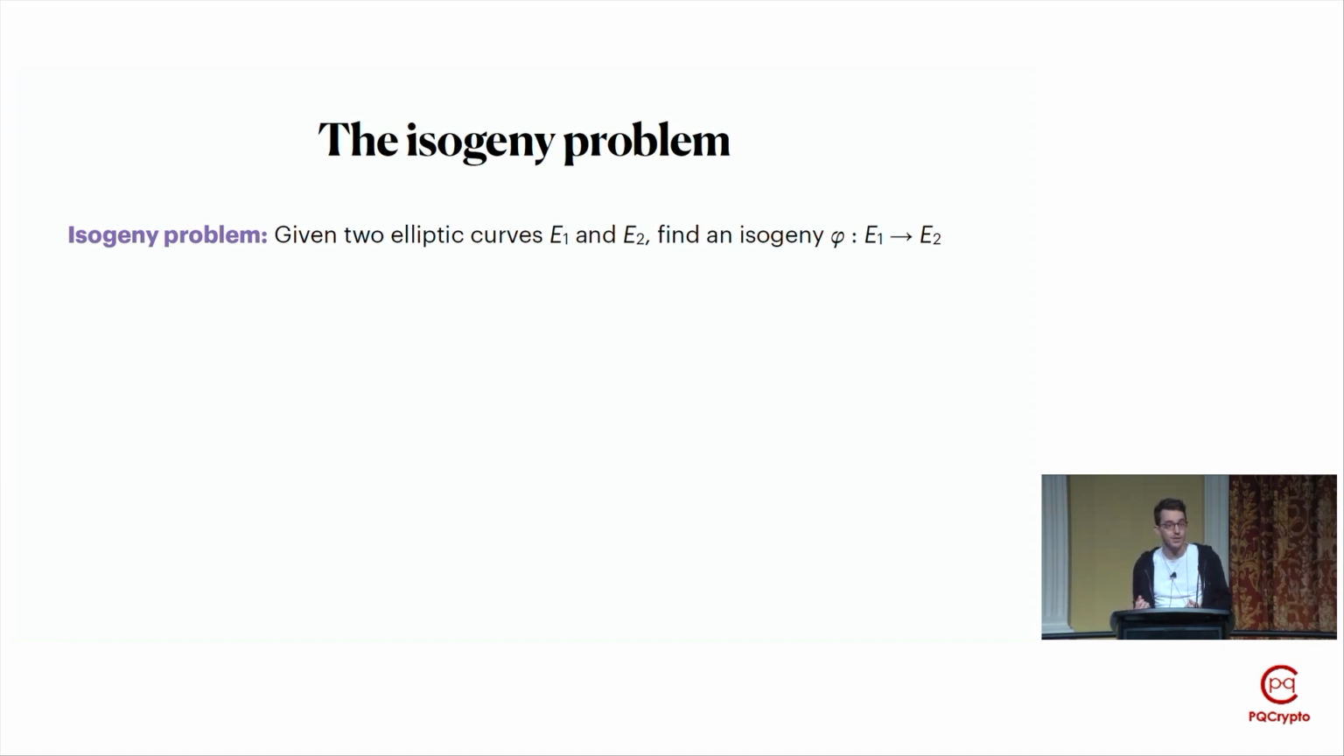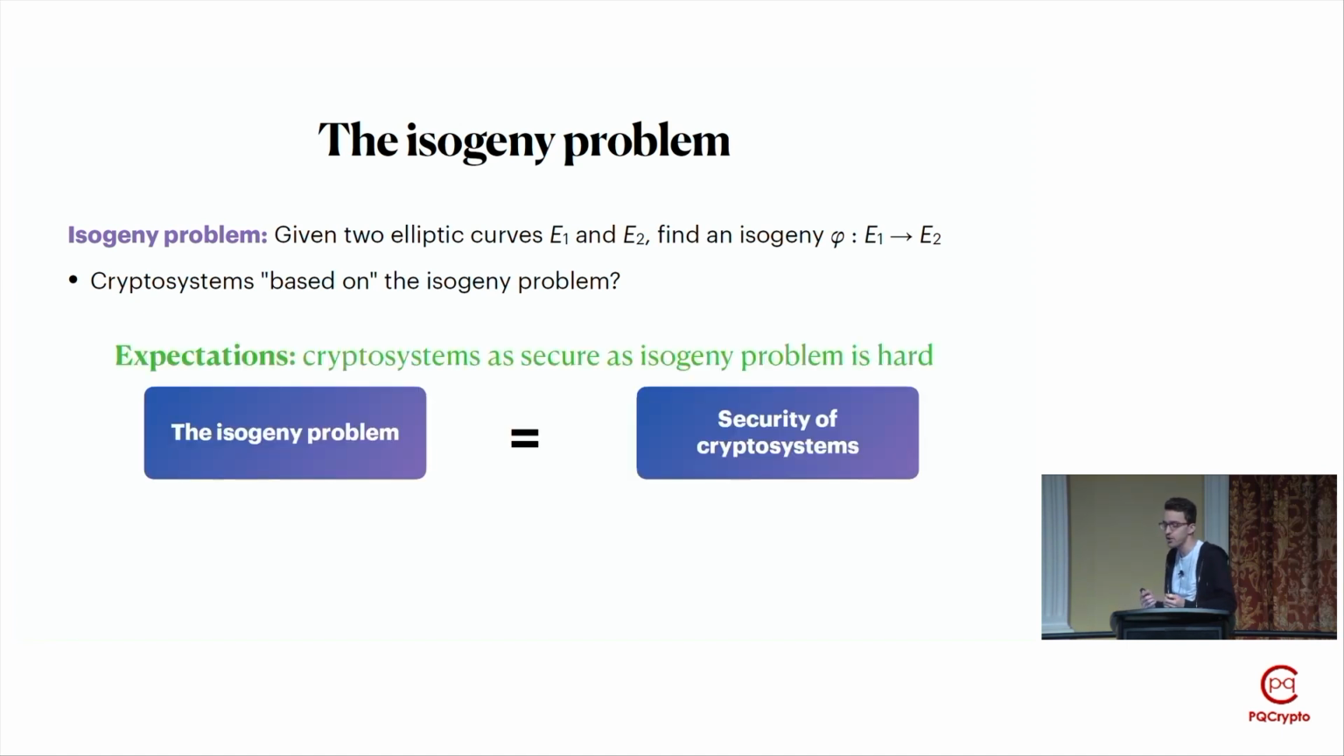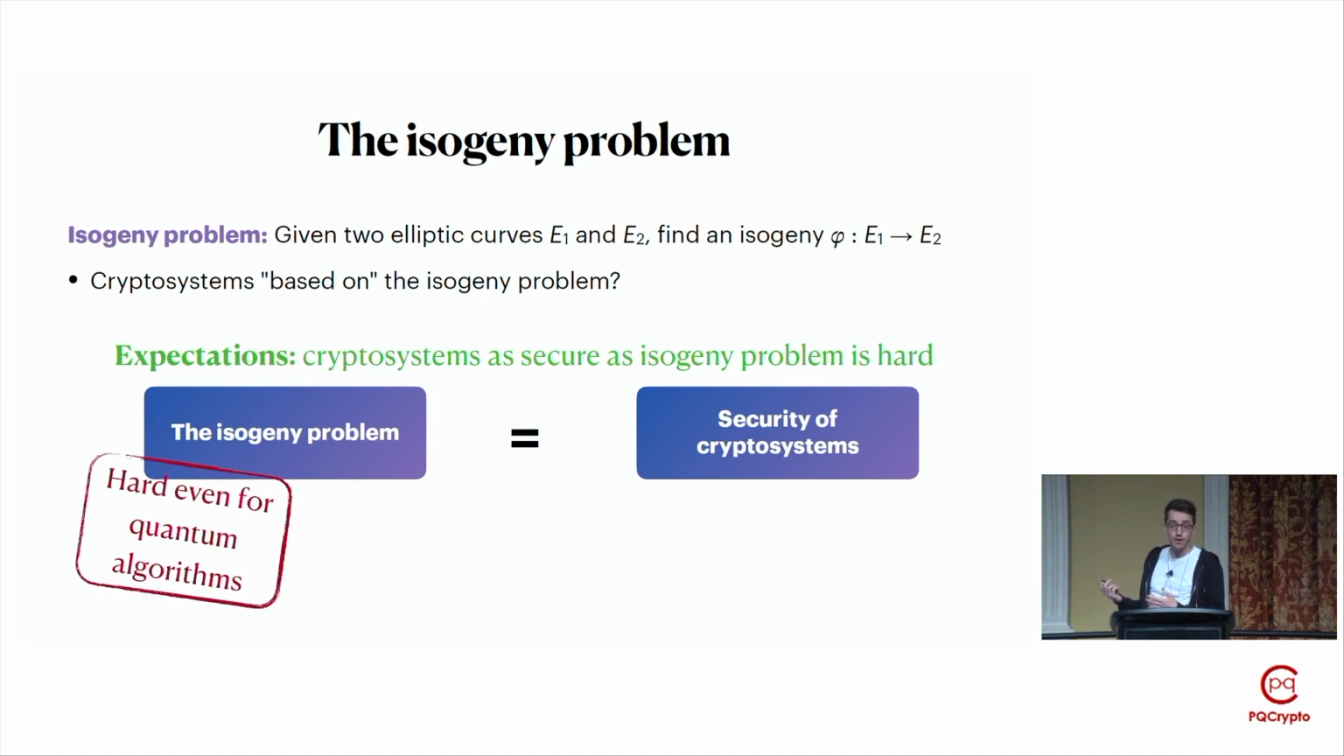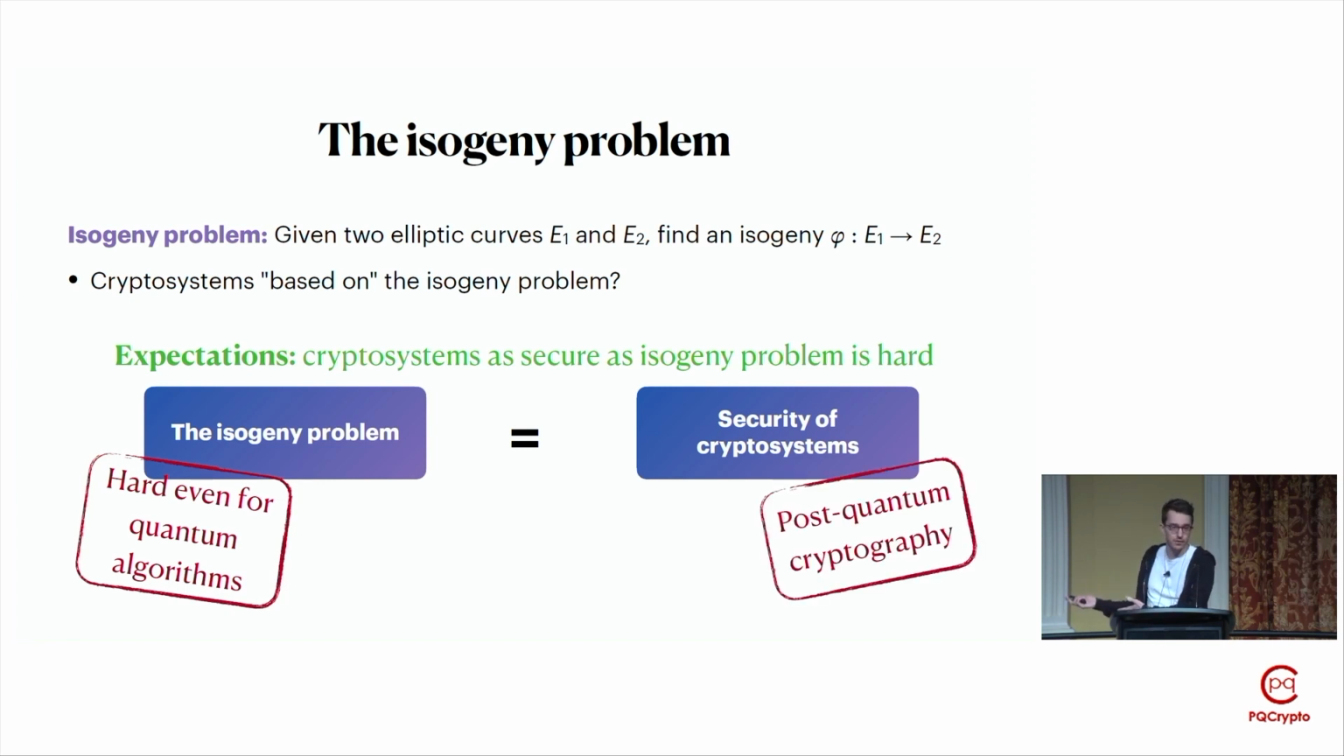Suppose you're given two elliptic curves. Can you find an isogeny between them? And now in isogeny-based cryptography, our goal is to define cryptosystems that are based on the isogeny problem in a sense. So based on the isogeny problem means, here's the expectation. You would like to design cryptosystems whose security is equivalent to the isogeny problem. And now the isogeny problem, we suspect it's hard. We suspect it's hard even for quantum algorithms. Therefore, we get post-quantum security.